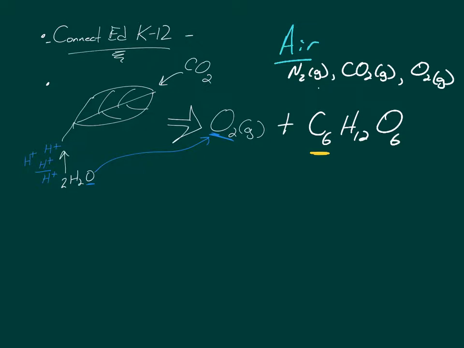I'm not even going to put the symbols, so I'm just going to say other stuff, which will be important later on, but right now it's other gases. That's air. It's a mixture. It's a solution, right? It's a homogeneous solution of gases. We breathe in. Mostly we breathe in nitrogen, but we don't use the nitrogen. It comes right back out.